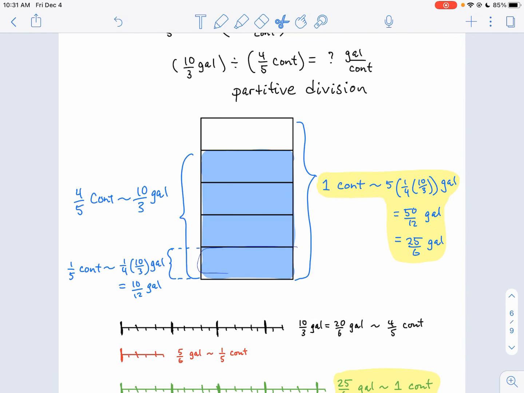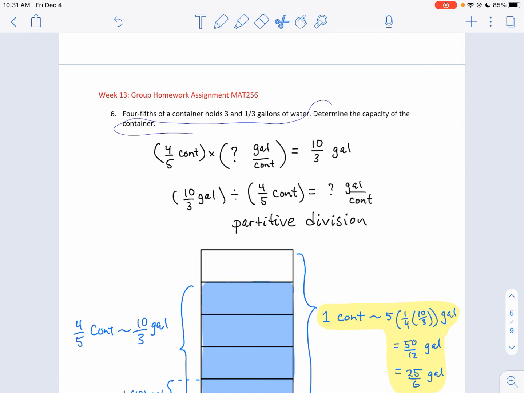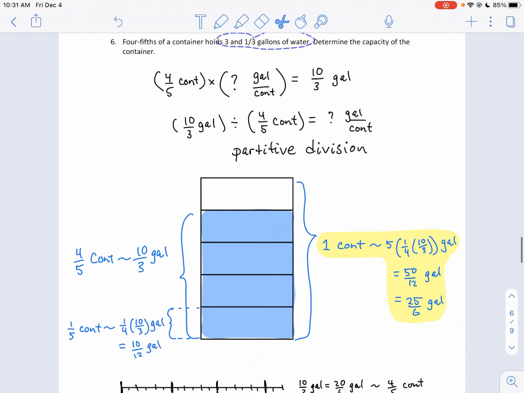That'll give us one of the pieces in blue, and then do 5 of those, and that would reconstitute the entire container. Notice the question isn't how much water is in the container, because then we would just give this answer again. We're asking for how much water would fill the container. In other words, if you added more water and filled the container, how much water would there be after that? Or simply, what's the capacity of the container?